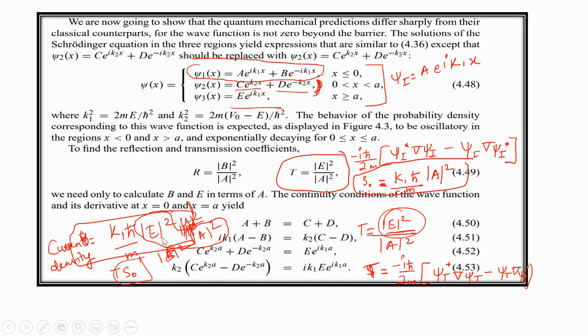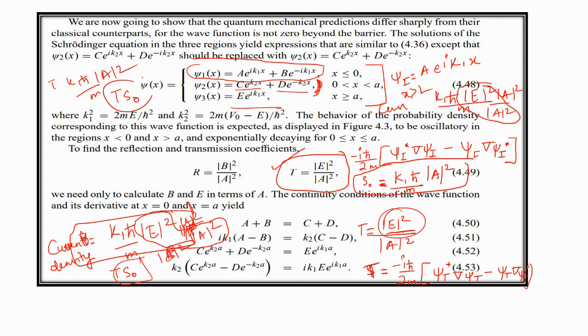Because here you can see the current density for the transmission region is k1 h cross E square upon m. This is the current density for x greater than L. If you multiply and divide it by A square, you will get E square upon A square, which is T, the transmission coefficient. Now you are left with k1 h cross upon m A square, and you know it is S naught, right? So T S naught is the answer.